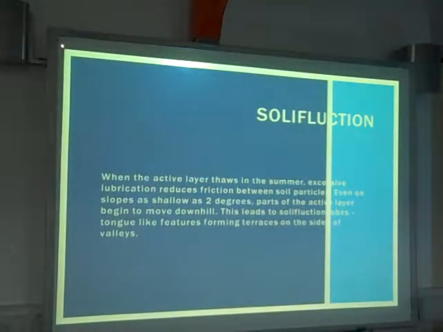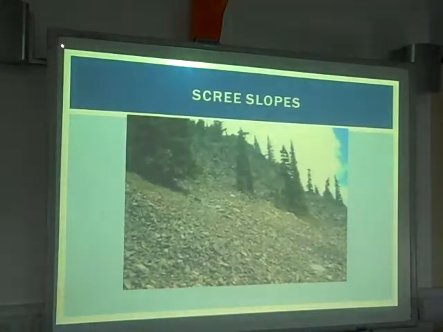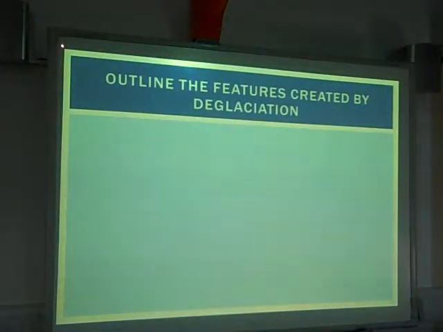Solifluction is when the active layer thaws in summer. Excessive lubrication reduces the friction between soil particles. Even on slopes as shallow as 2 degrees, part of the active layer begins to move downhill. This leads to what's known as solifluction lobes, tongue-like features forming terraces on the side of valleys. Another key feature that you have is scree slopes. One thing that you could be asked to do, which is often in the exam, is to outline the features created by deglaciation.